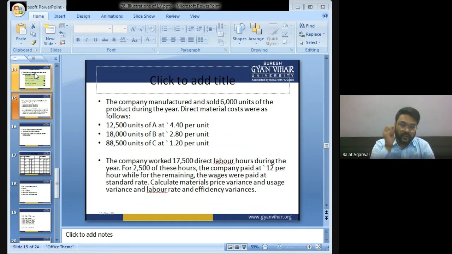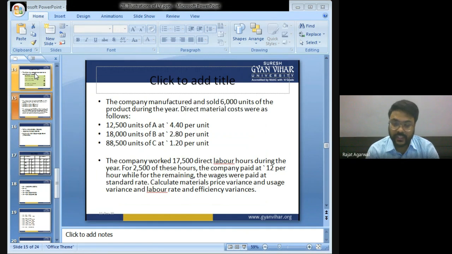The company worked for 17,500 direct labor hours during the year. For 2,500 of these hours, the company paid at the rate of 12 per hour, while for the remaining, the wages were paid at a standard rate. Calculate material price variance and usage variance and labor rate variance and efficiency variance.